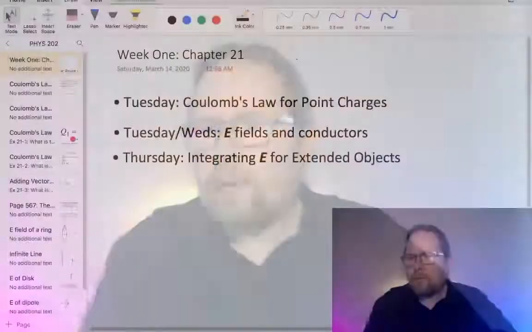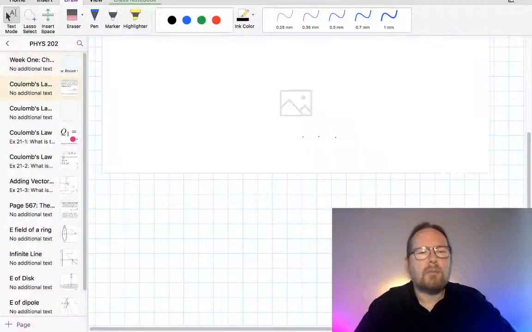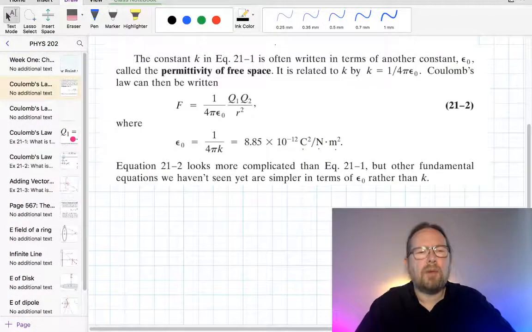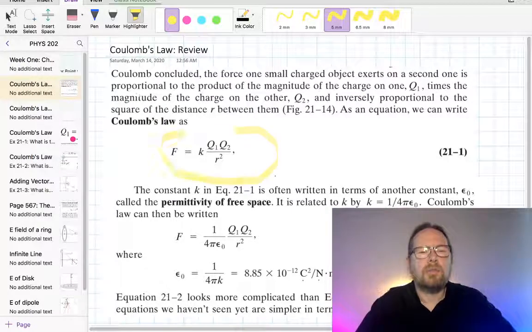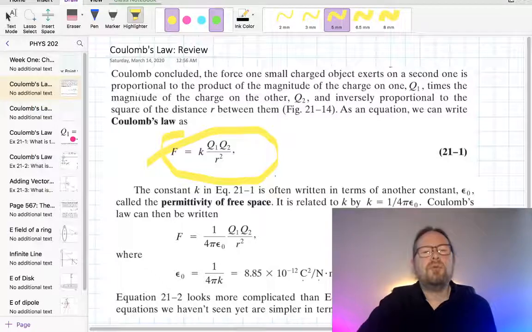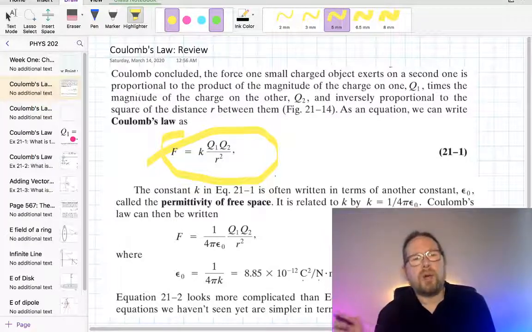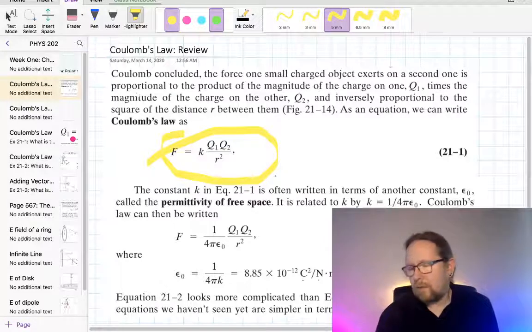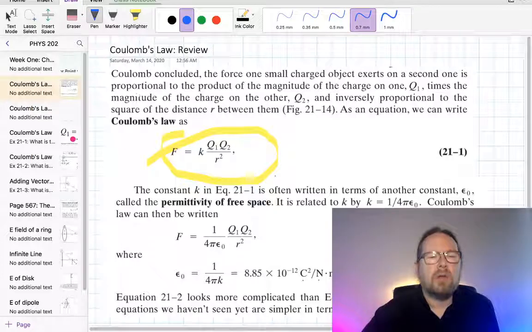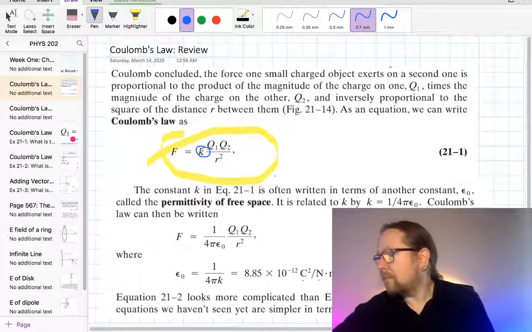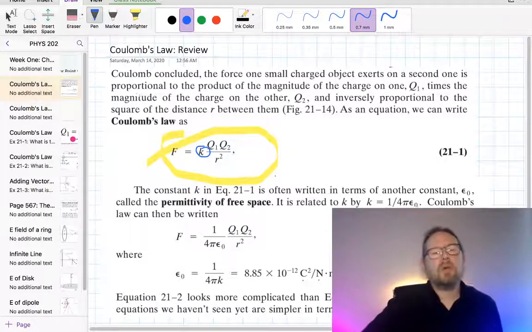So if we remind ourselves, right before break, we were talking about Coulomb's law, which says that the force between two electrical charges is equal to the product of the electrical charges divided by the distance squared times some proportionality constant, which at the time we just called k, and the value of k is 8.99 times 10 to the ninth newton meter squared per coulomb squared.